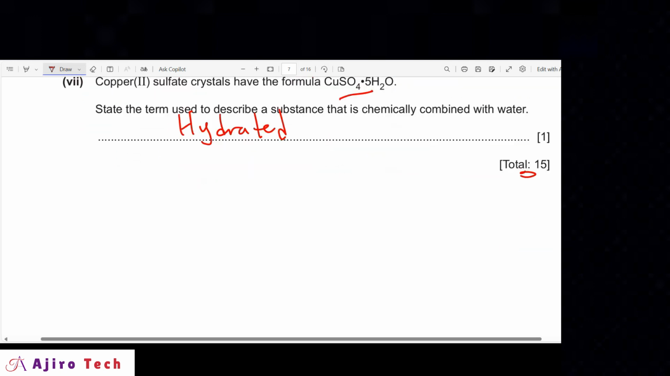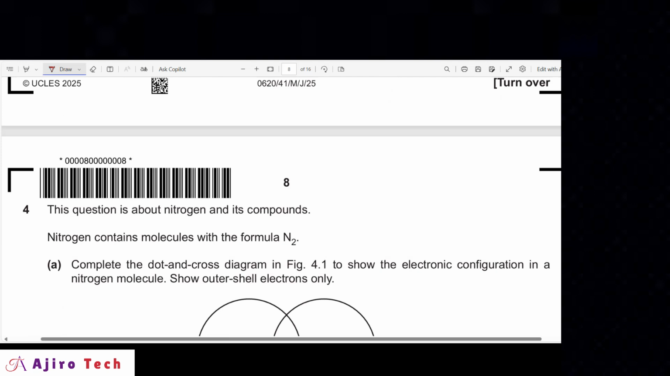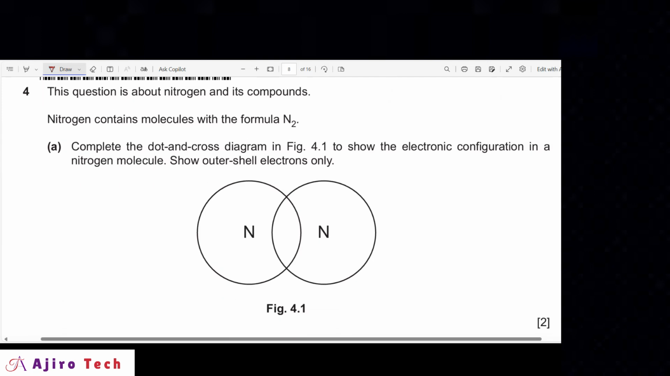You can see these questions are quite easy. So go to question 4. The question is about nitrogen and its compounds. We have the atomic nature here. You have to complete the dot and cross diagram. If you look at the periodic table, you see that nitrogen has proton number 7. So the configuration is 2 and 5.